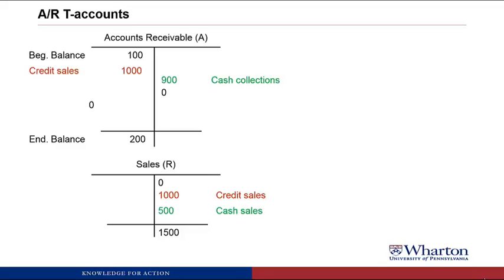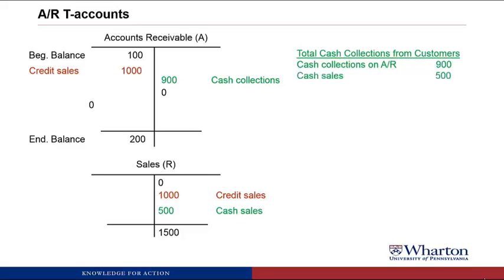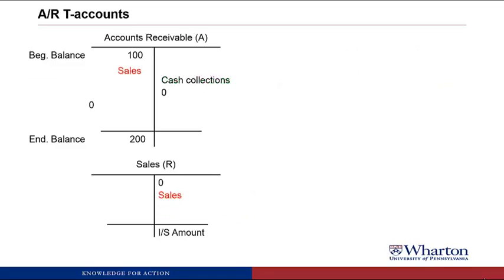So how much cash did we collect from customers in total? We got 900 collecting on accounts receivable, 500 as cash sales, a total of $1,400 cash collection from customers. Now here's the problem when you look at financial statements. Financial statements don't give you cash collection from customers and they don't give you cash sales. So there's no way that we could actually do this from a financial statement because there's no disclosure of cash versus credit sales. But it doesn't matter. We can do it with just sales.